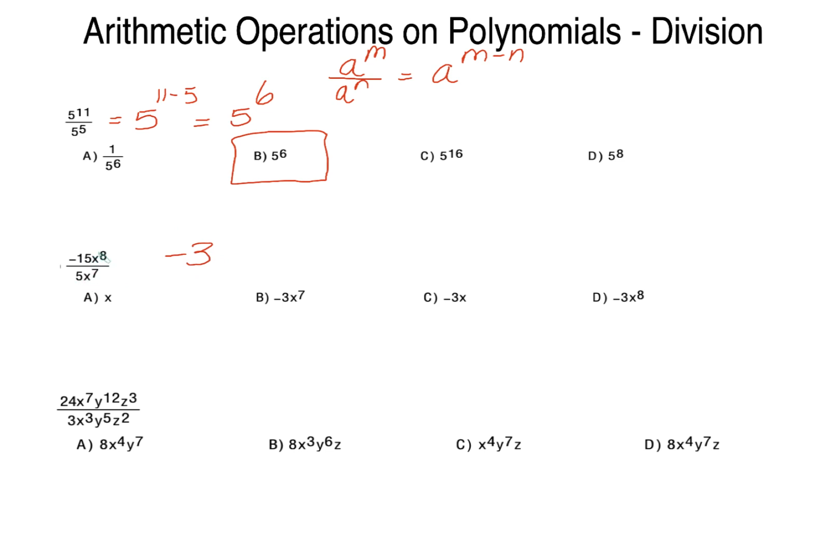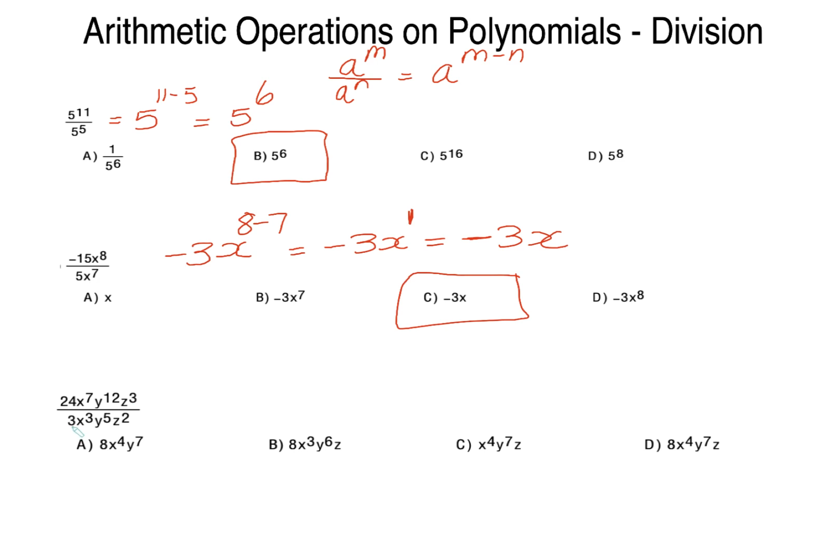Our bases are the x because they're the ones with the exponent. So we're going to keep our base of x and you're going to subtract your exponents. So 8 take away 7. Our answer is negative 3x to the 1st power. And remember that 1 is invisible, so we're just looking for negative 3x. Our answer is C.